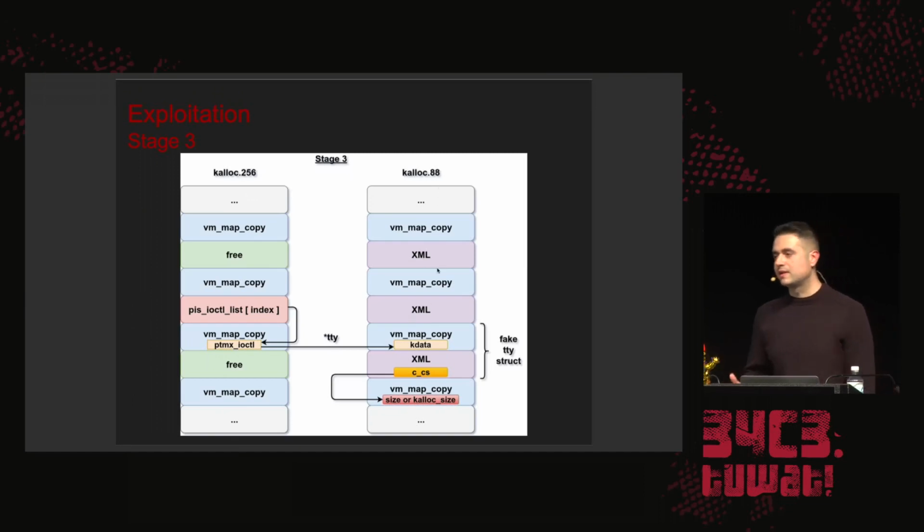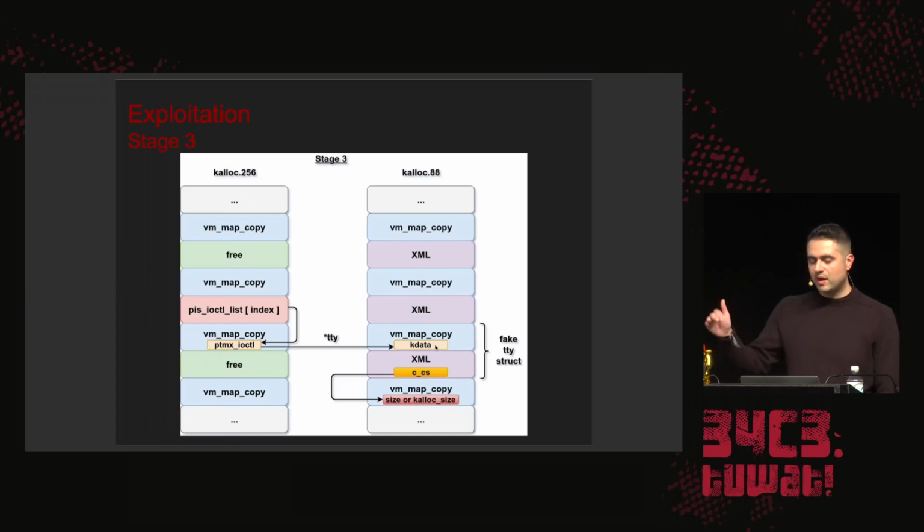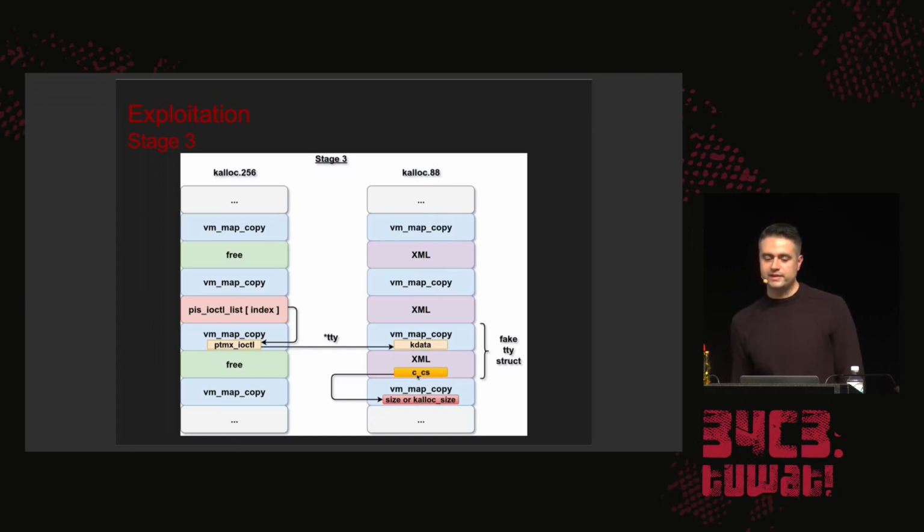And what's the arrangement on that calloc 88 zone? It is, as I told you, a VMAP copy followed by an XML properties. VMAP copy, XML properties. And all these host these fake TTY structs, right? All these are the same. I just explained here how it looks. So this points to the kdata element here, and the rest of it holds the rest of the fake TTY struct, like the buffer of the VMAP copy and then following the XML contents of this heap allocation.